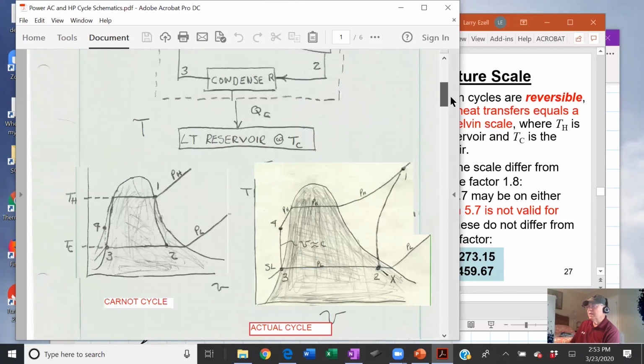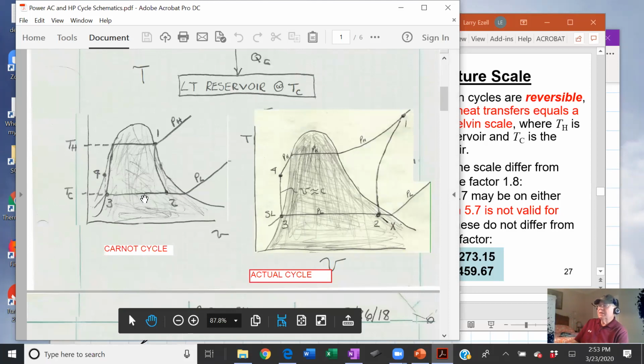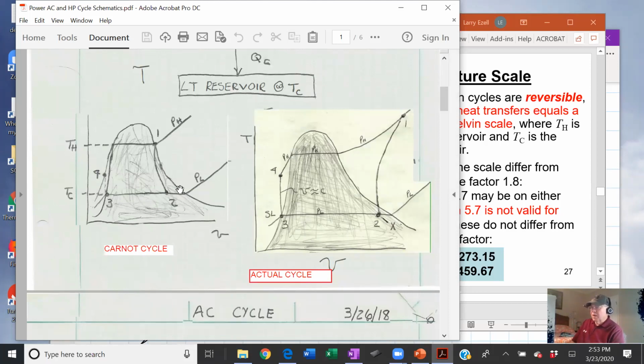Now here's the TV diagrams of these processes. This is the Carnot process. In the Carnot cycle, you never get into the superheated range. Your TH is always the saturation temperature. So in the Carnot cycle, you come out of your boiler as saturated vapor, and you go down through your turbine, then turn it into a liquid in the condenser and pump it back up.